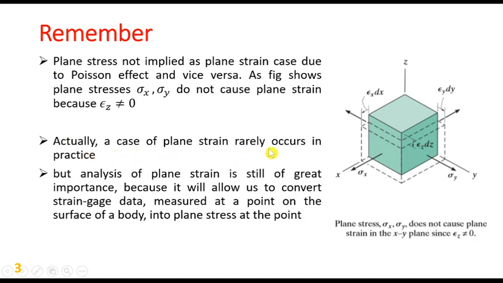Actually, a case of plane strain rarely occurs in practice, but analysis of plane strain is still of great importance because it will allow us to convert strain gauge data measured at a point on the surface of the body into plane stress at the point. So by having this analysis, we can convert strain gauge data to plane stress at the point.